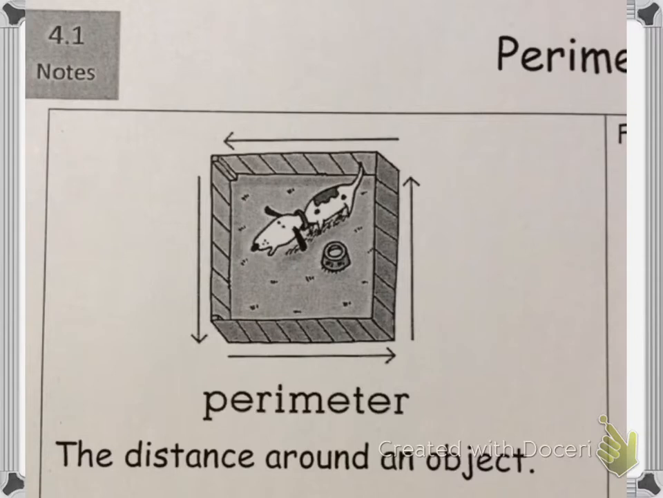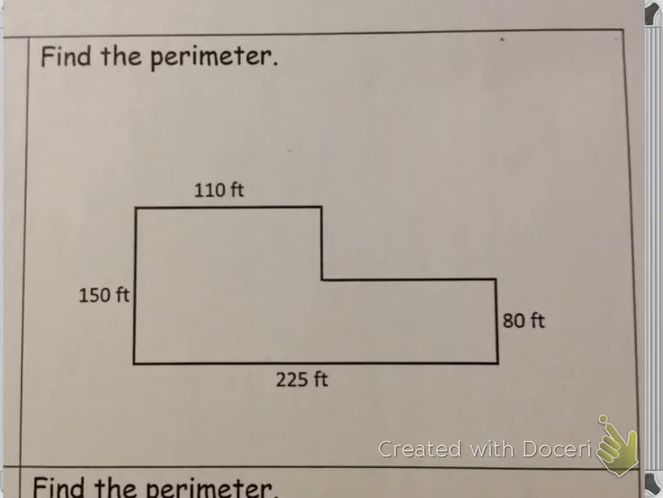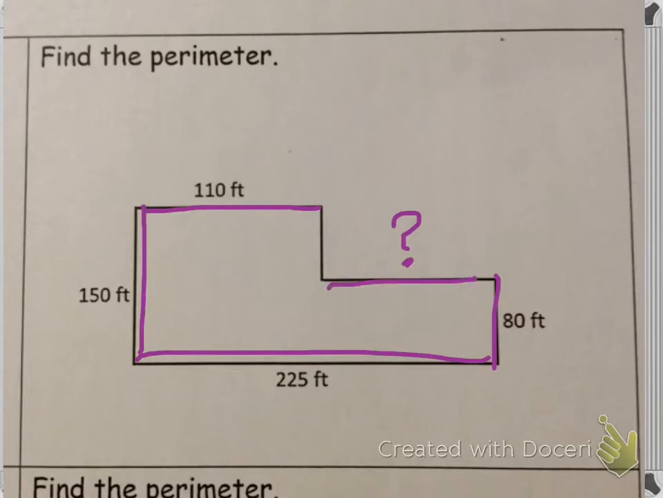If you remember, when we talk about perimeter, the perimeter is actually the distance around an object. So it's actually these four linear lengths added together. So we're going to find the perimeter of this object here. So we would add the 110, the 150, the 225, the 80, and then we actually need to know what this length is right here in order to add those together. All right, so how are we going to figure that out?